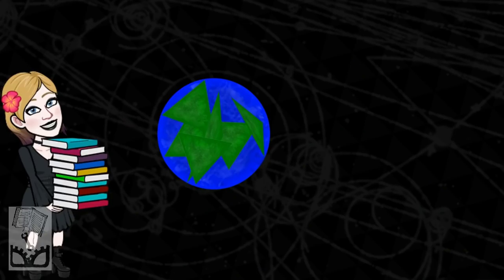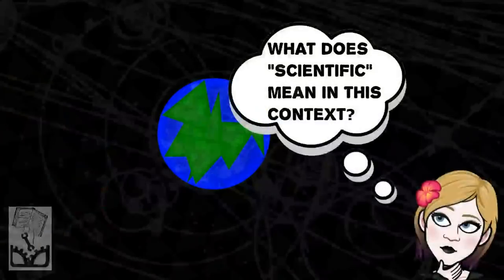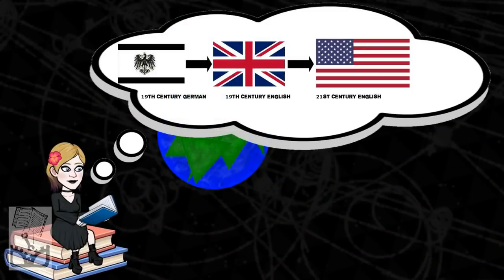Before digging deeper into this text, we should clear up what might be a point of confusion on word usage, specifically with regards to the ways science and scientific are used. Language, as we know, has historically and geographically specific features. 19th century German is very different from 21st century English.